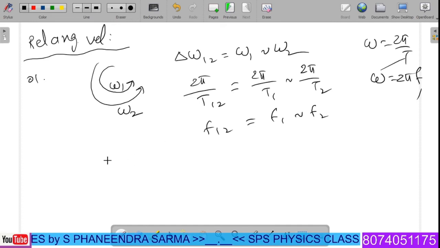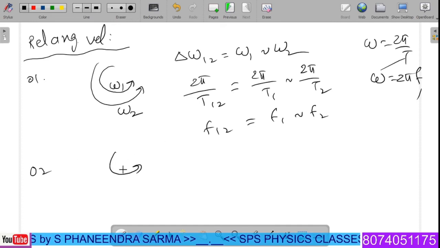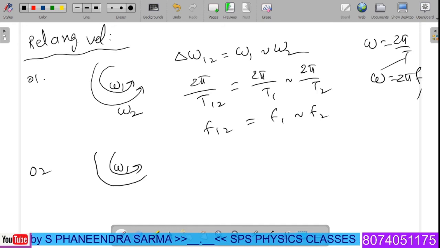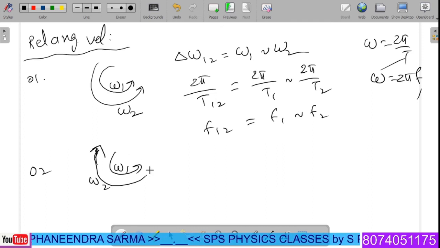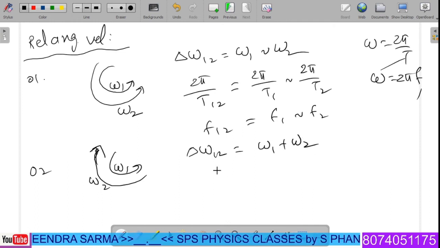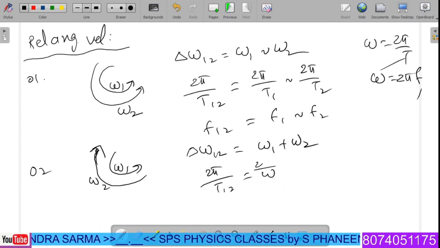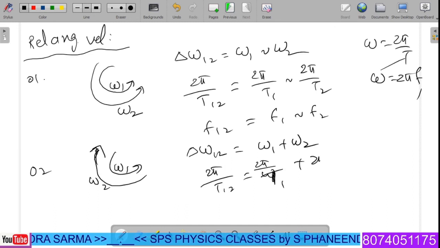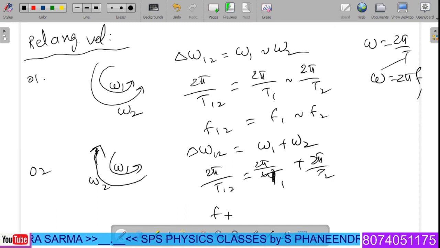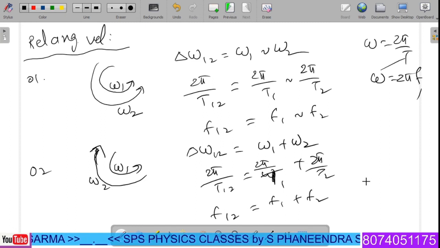Now, after completion of this, suppose the first object is moving in the anti-clockwise direction and the other object is moving in the clockwise direction. So we have different directions of motion. One will be in this direction and another in this direction, clockwise and anti-clockwise. Then for opposite directions, we have to add: 2 pi by T12 equals 2 pi by T1 plus 2 pi by T2, and the relative frequency is f12 equals f1 plus f2.